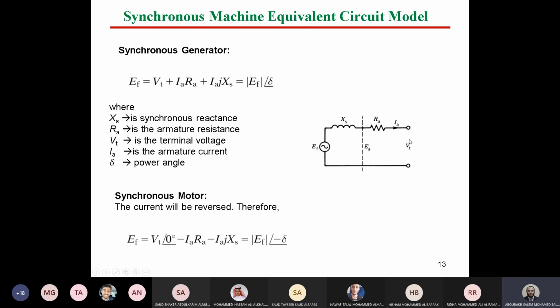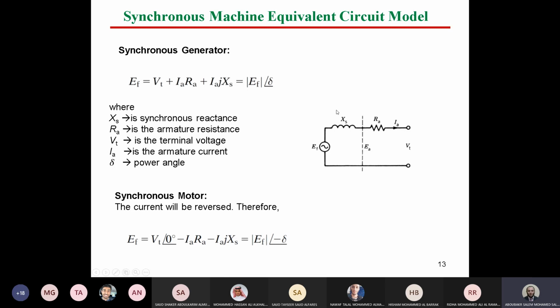The voltage at the terminal of the machine is called V terminal. So these are the definitions. What we are going to use: XS is synchronous reactance, RA armature resistance, VT is the terminal voltage, IA is the armature current. Now, if the armature current is going out of the machine like that, is it going to be motor or generator operation? Generator, exactly.